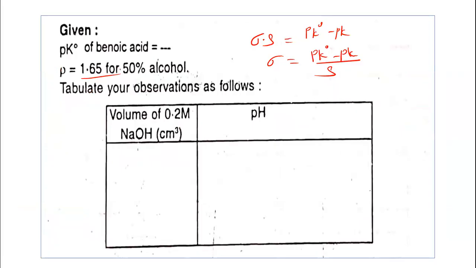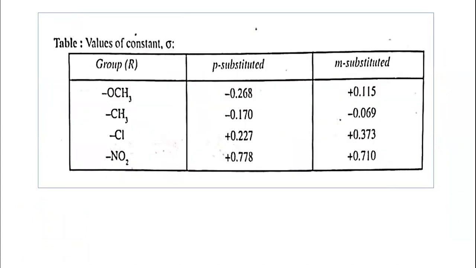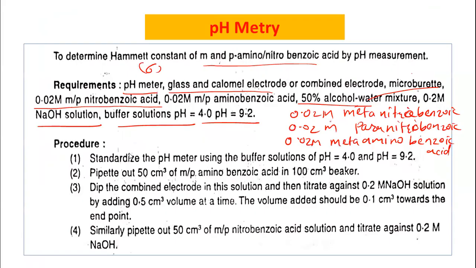As I have already shown you in those values, if the group is para substituted, for example this methoxy group, then it is a negative value. If it is meta substituted, then it has a positive value. For the nitro group, para-nitrobenzoic acid has a value of 0.778, and meta-nitrobenzoic acid has 0.710. In this way, we can determine the Hammett constant values for the substituent groups.